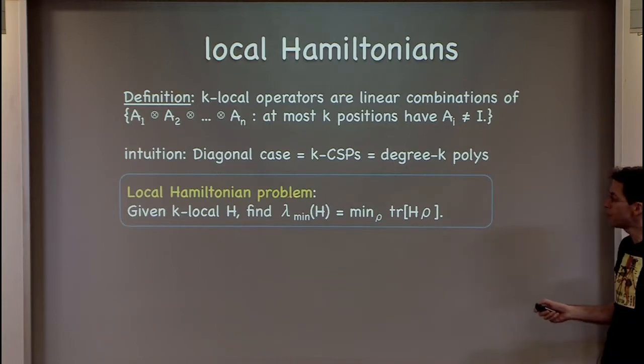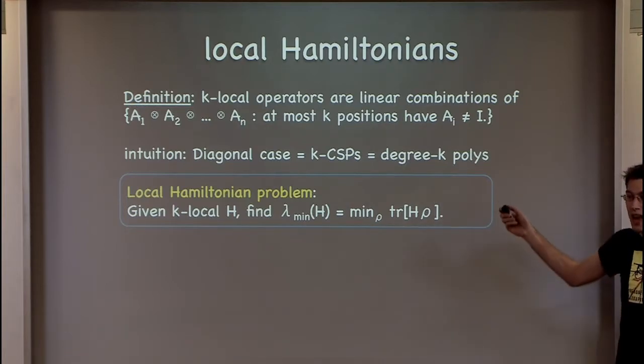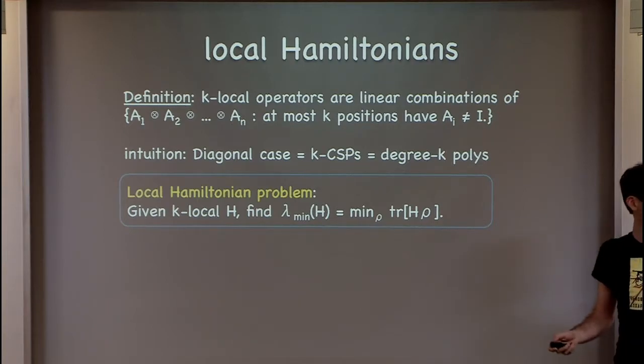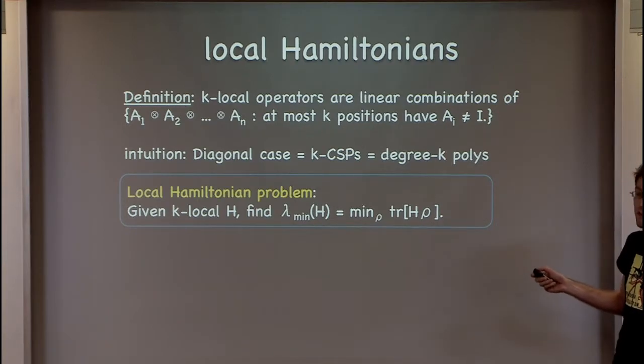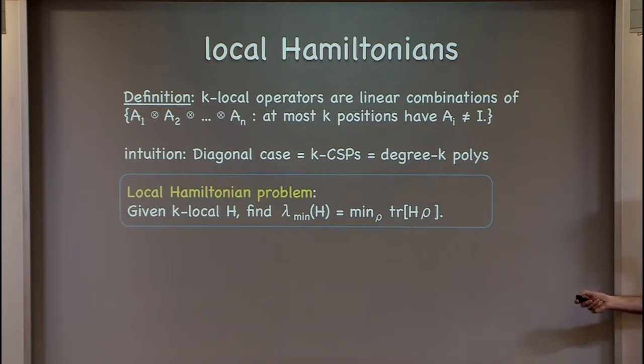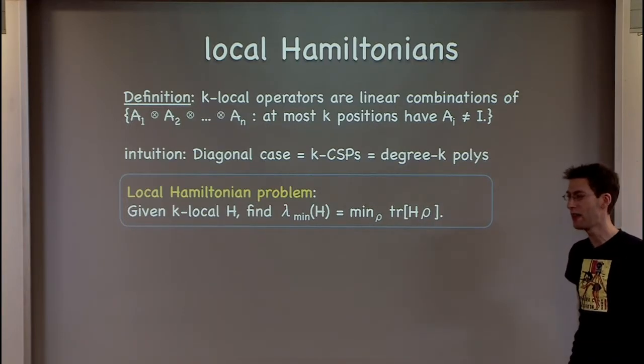So this raises the local Hamiltonian problem. Given some h, which is k-local, even though it's a giant matrix, because there's not that many k-local operators, this is a small dimensional vector space, so you can write down a short, succinct description of H. The local Hamiltonian problem asks to find the smallest eigenvalue of H.